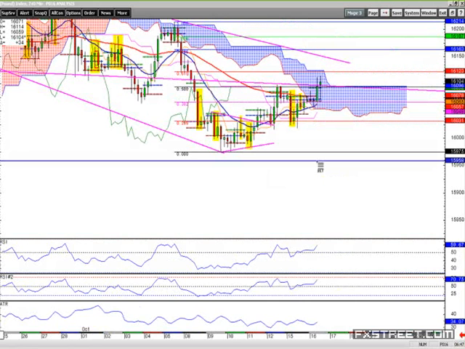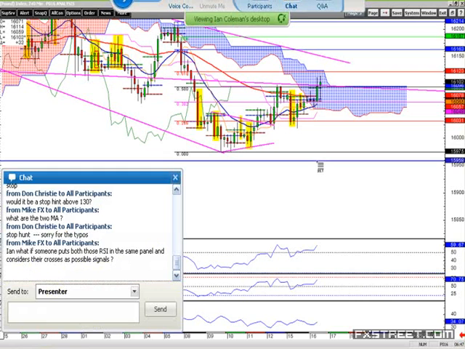What if someone puts both those RSIs in the same panel and considers their crosses as possible signals? Yeah, you could do. You could try it. I've never overlapped them, but you could have a look.